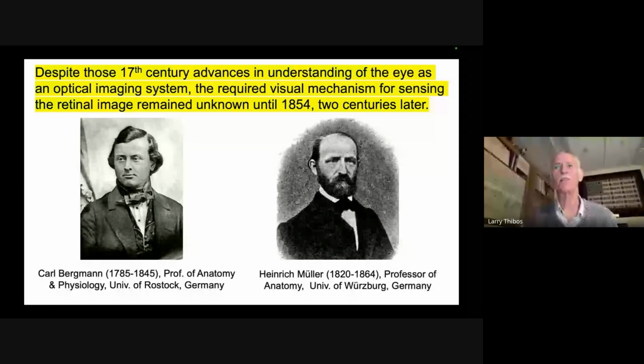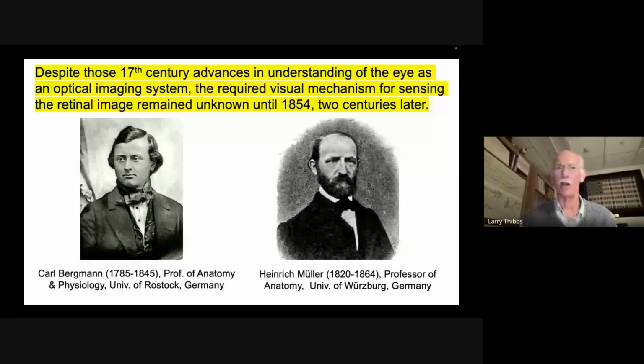And the two men who figured it out are shown here. One, Carl Bergmann on the left, Heinrich Müller on the right. These are the protagonists of my story today. They are the men who discovered that rods and cones are the eye's photoreceptors. Now, it's rather symbolic in this slide that the two scientists are not looking at each other.